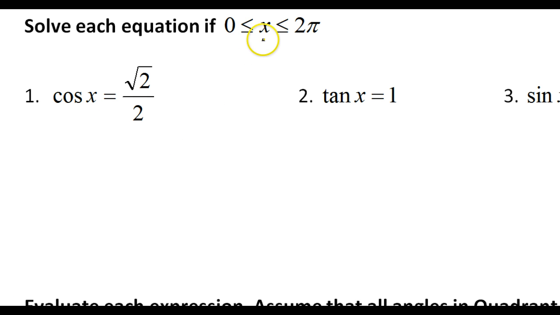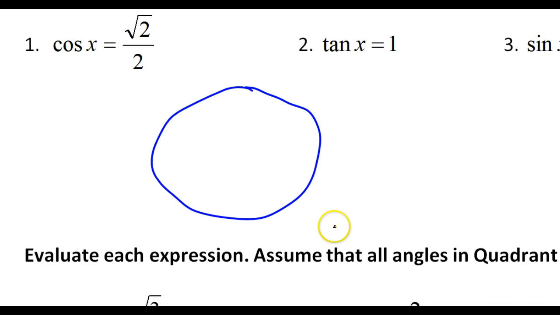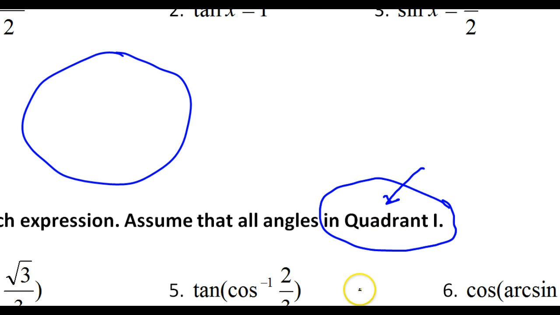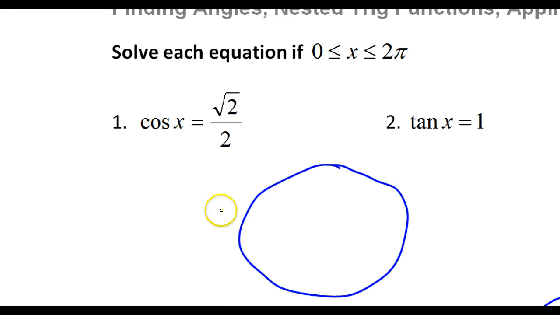Take note of the fact that x is between 0 and 2 pi. That means it's within one revolution. So, whenever we have a full circle like this, we're going to have two answers. All right, so be ready for two answers. Now, by contrast, sometimes we're told that we are dealing with a single quadrant, like quadrant 1. When we just have one quadrant, you should be looking for one answer. But in the full circle, we're going to have two answers for a question like this.